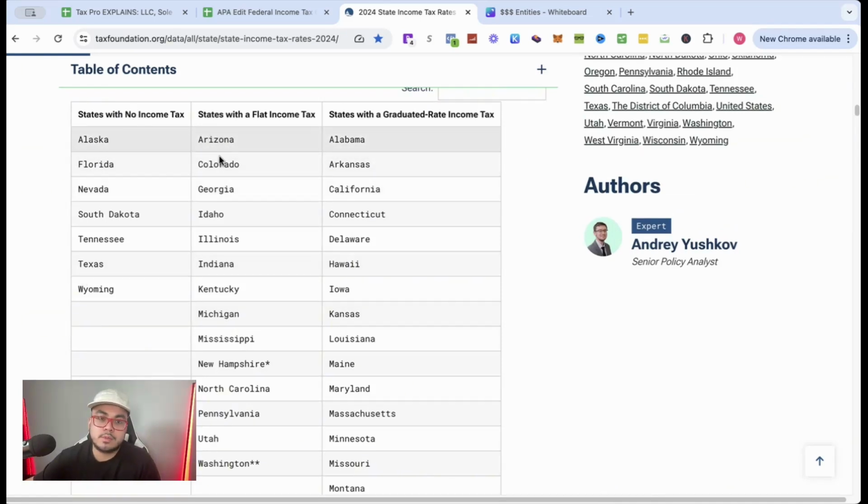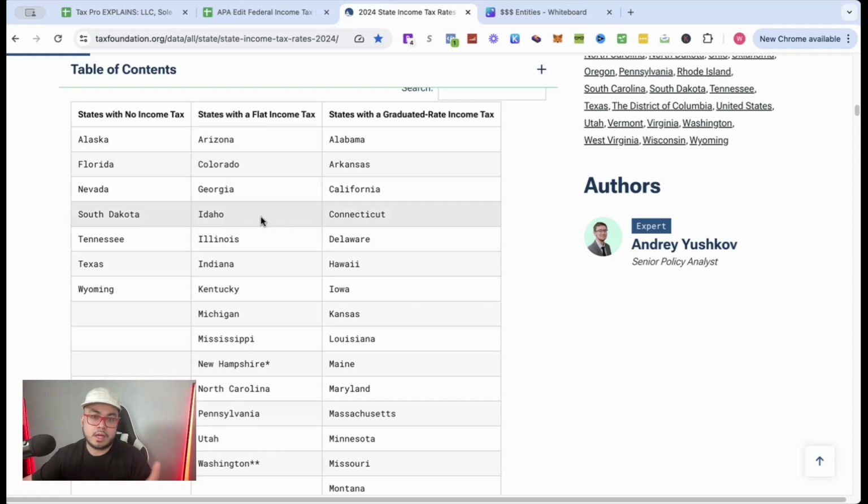There's gonna be states with a flat income tax, meaning, hey, let's say we're going off of the numbers again that we used previously, $150,000. We're going to take $150,000 times maybe 5%, 4.95%, I believe, in Illinois. And that determines our state income tax.